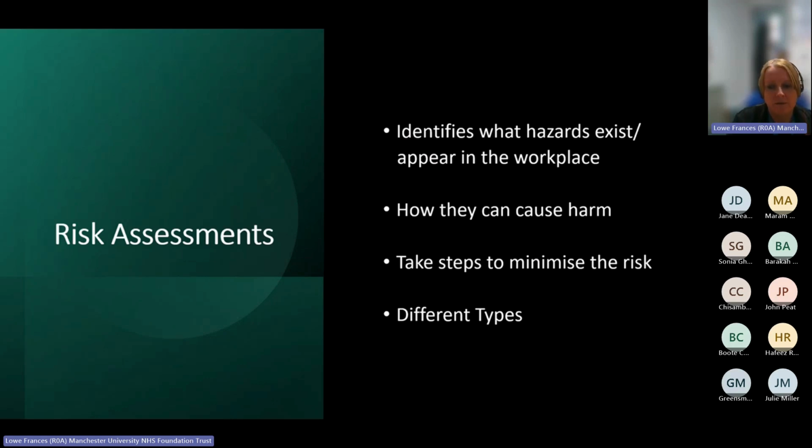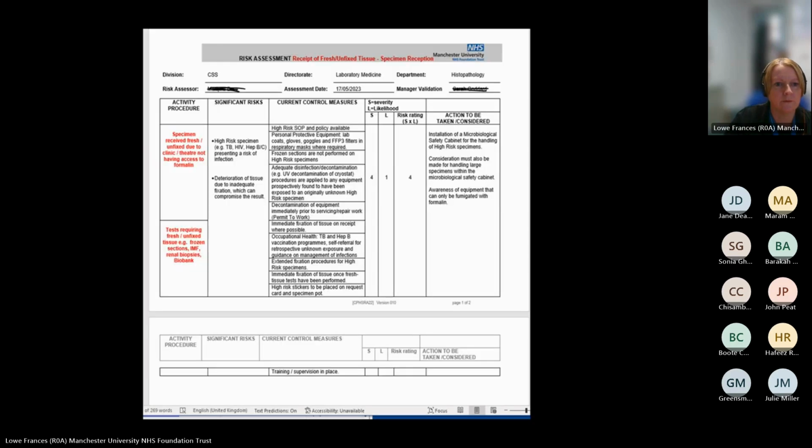There are different types of risk assessment. So there are fire, manual handling, display screen equipment, and also COSHH, which we've just looked at. So this is just an idea, an example of a risk assessment which has been done in the lab.